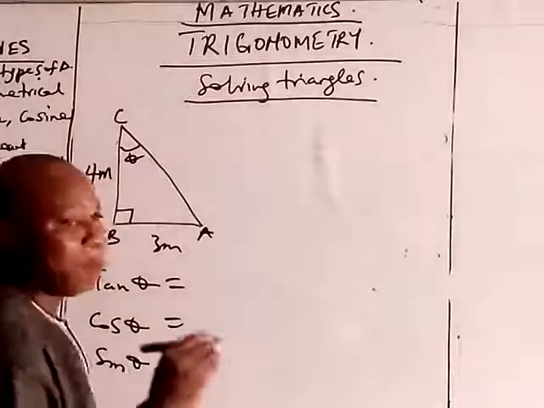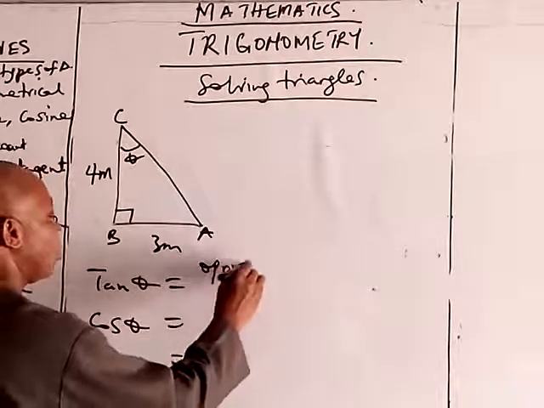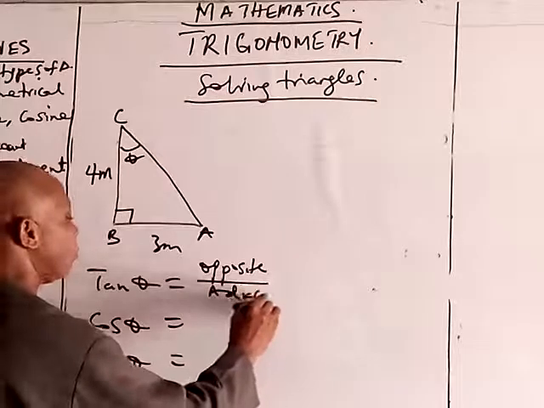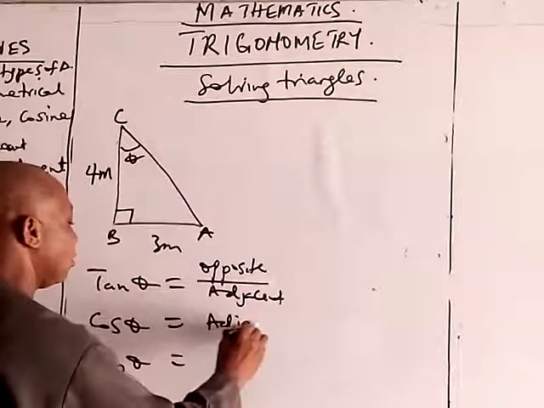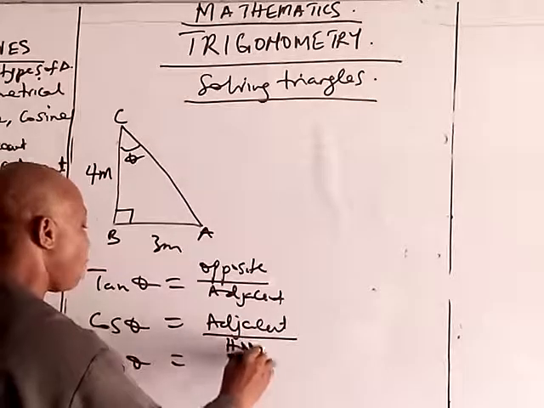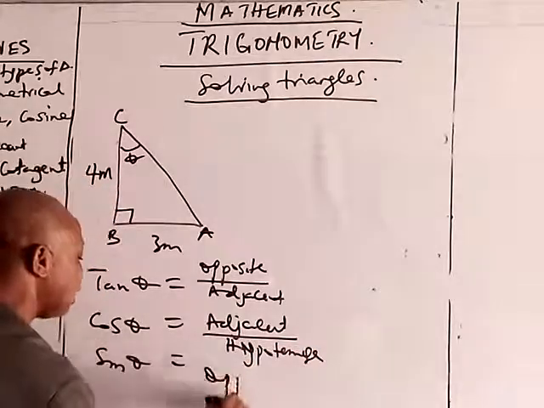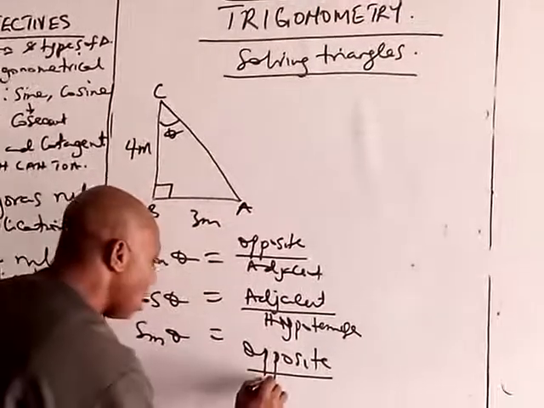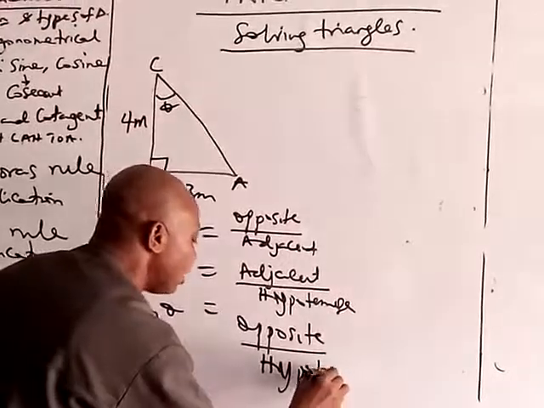Now, tan theta means opposite side all over adjacent side, while the cos theta is adjacent side all over hypotenuse side, while the sine theta is opposite side all over hypotenuse side.